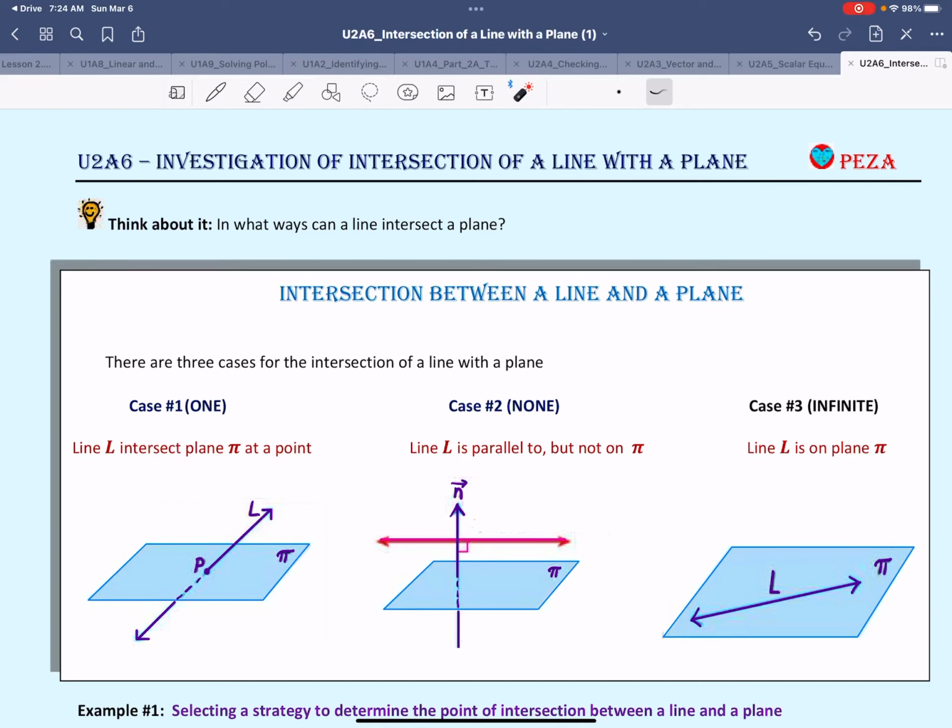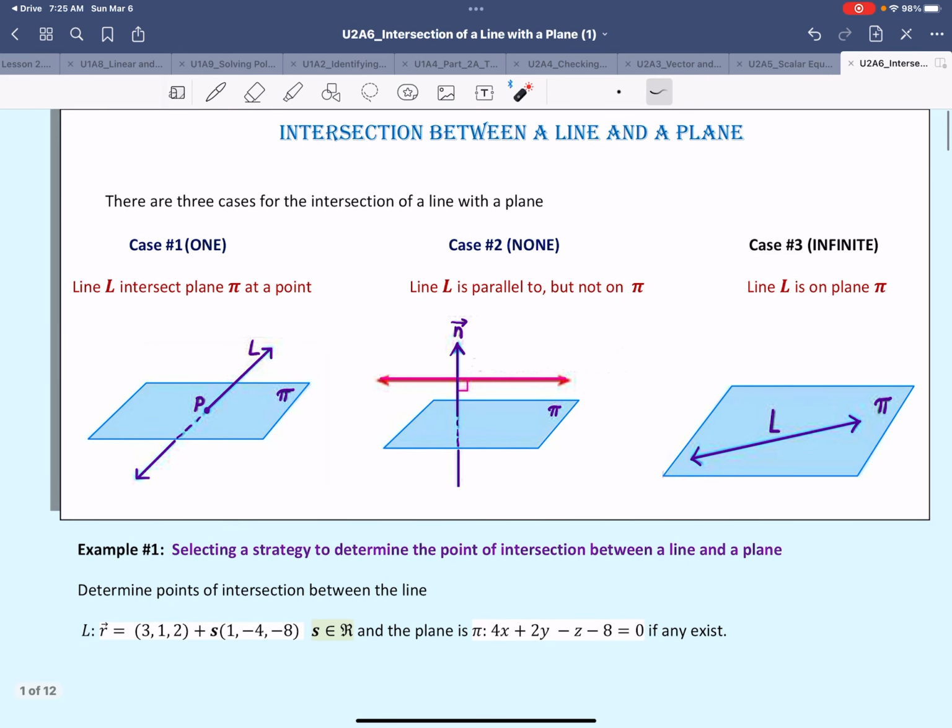We're about to start lesson U2A6, where we will go over the intersection of a line with a plane. Before we get started, I would suggest that you have a piece of paper and a pencil ready so that you can follow through each and every case of how a line intersects a plane.